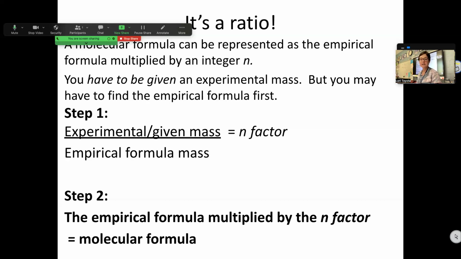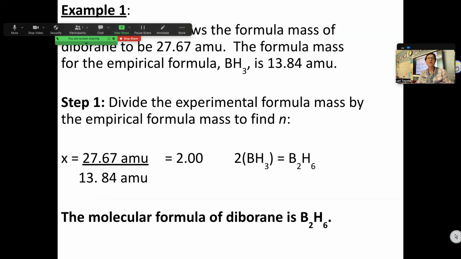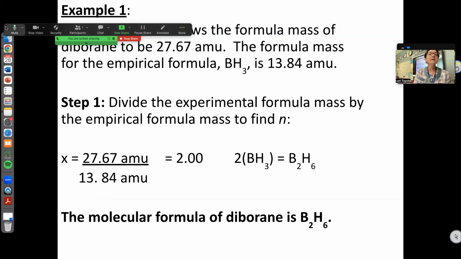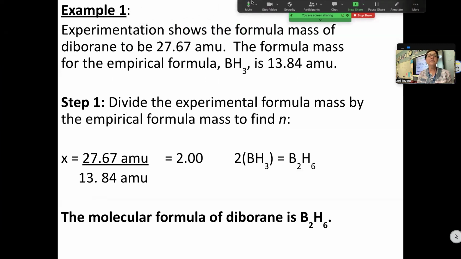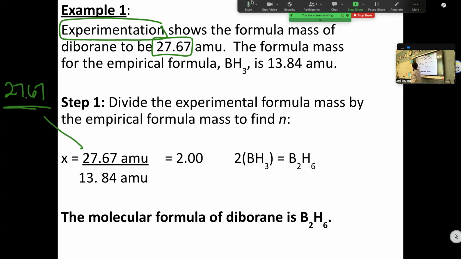All right, let's look at example 1. There we go. Experimentation shows the formula mass of diborane to be 27.67. When you see this word, that's how you know 27.67 is going to be on top, because this is what I'm looking for, the X or the N, whatever variable that is. That's the number that you're going to scale up.